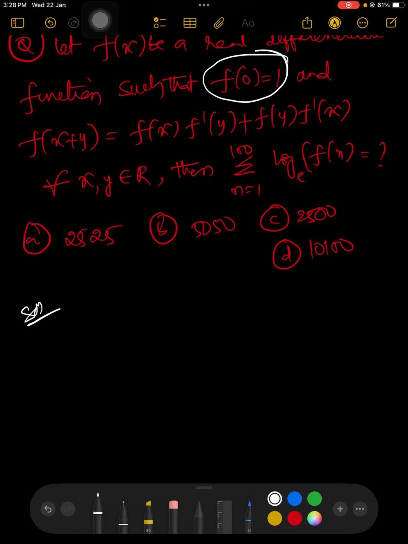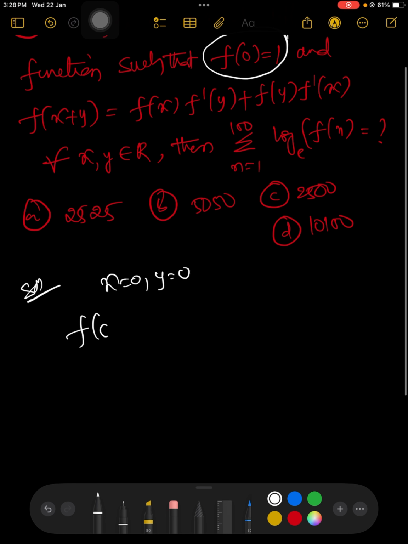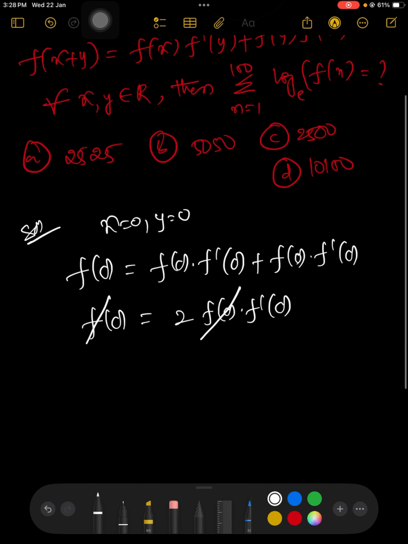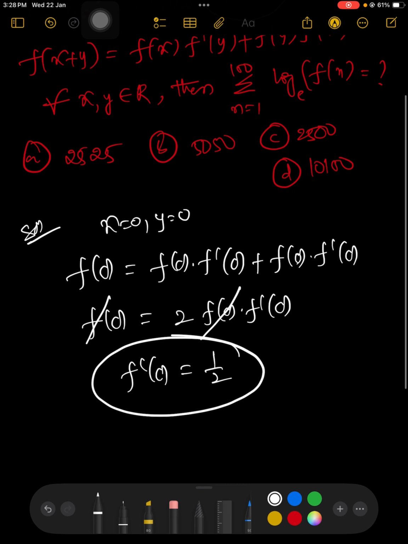Now, let's consider that x equals 0 and y equals 0. So here f of 0 equals f of 0 into f dash of 0 plus f of 0 into f dash of 0. So f of 0 equals 2 times f of 0 into f dash of 0. F of 0 is anyway 1. So f dash of 0, what we will get is 1 by 2.